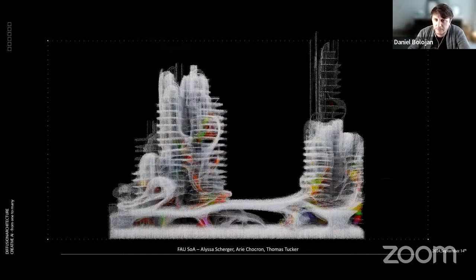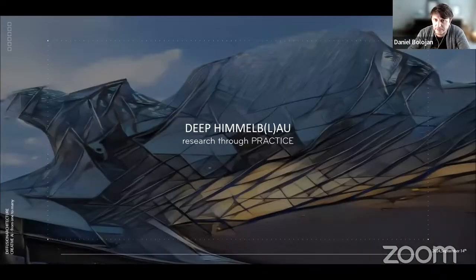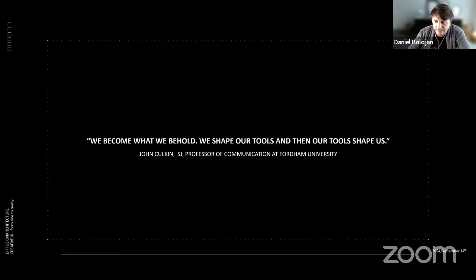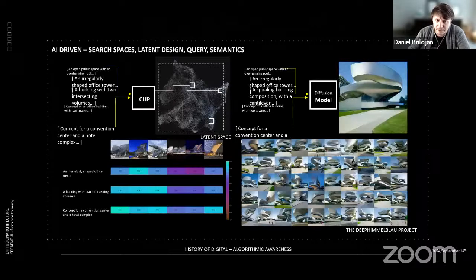And the last one, and I'm going to go fast through this, is the DeepHimmelblau project. This is a project that I'm developing for Coop Himmelblau. From the very beginning, the idea was that this understanding of architecture cannot be collapsed to only representation. We cannot say that if we just use image-based models, that's going to be enough.